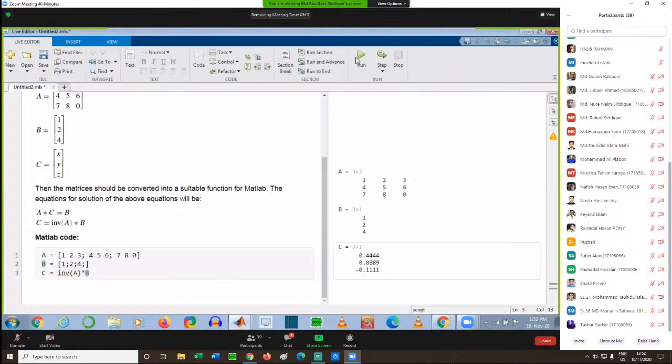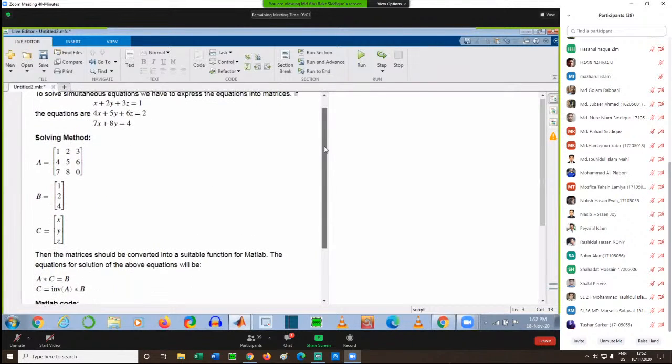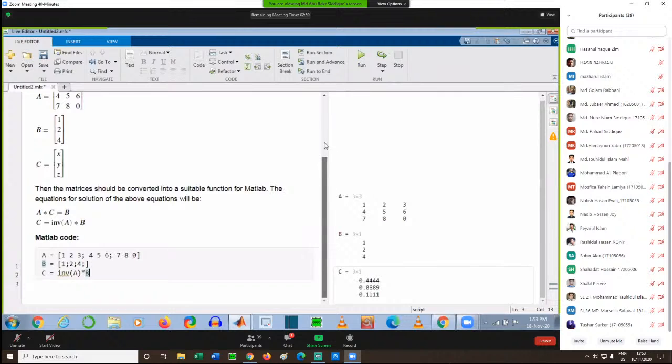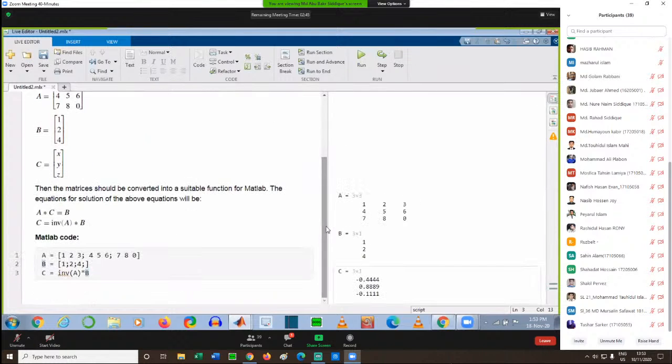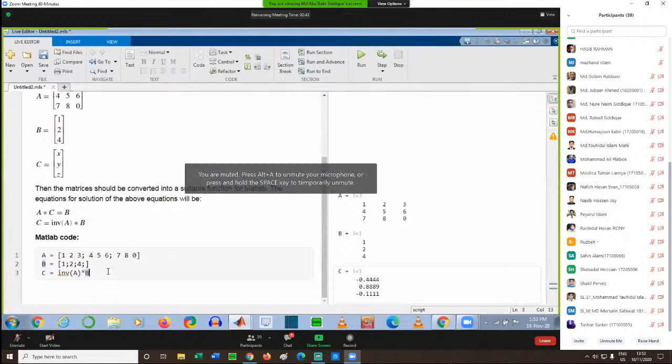Okay, so that is problem number 1. Let's move to problem number 2. We are running out of time. So you can solve any system of equations. If there are 3 equations, 4 equations, 5 equations, it doesn't matter. Any number of variables, 3 variables, 4 variables, 6 variables, that is totally feasible. Only 3 lines of code. Okay, so let's move to problem number 2.